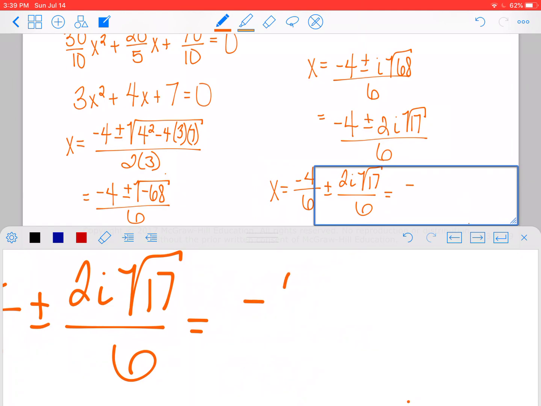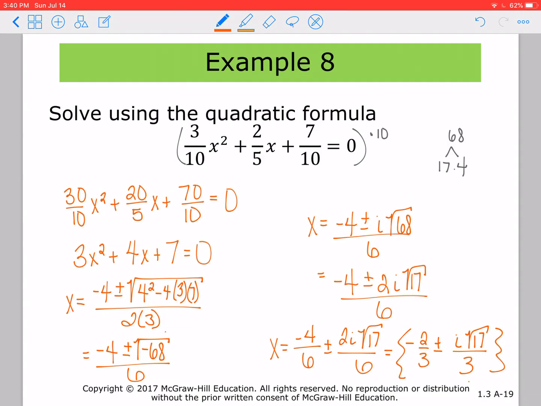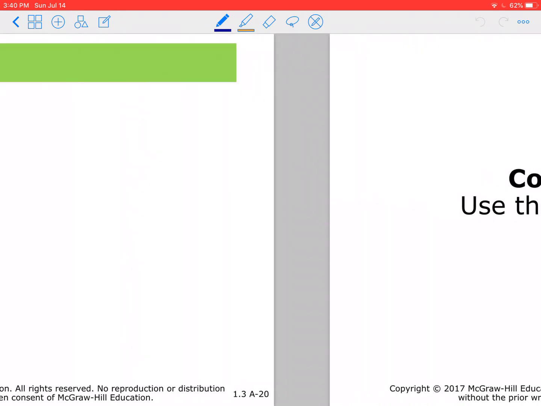Okay, next idea here, the discriminant. The discriminant is that thing that's underneath the square root in your quadratic formula. And in case you haven't noticed, it determines what we're going to have. So in this case, in example 8, we ended up with a negative under the square root. Our discriminant was negative. And so what that told us is that there are going to be imaginary solutions. If it was positive under the square root, we already know we're going to get real solutions.